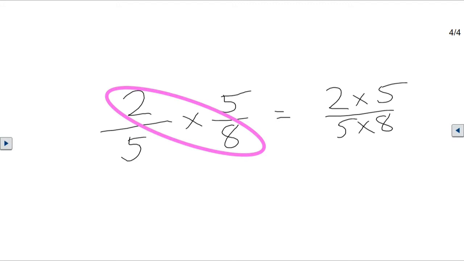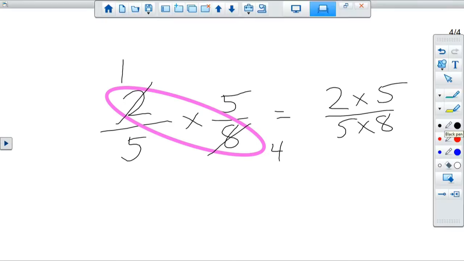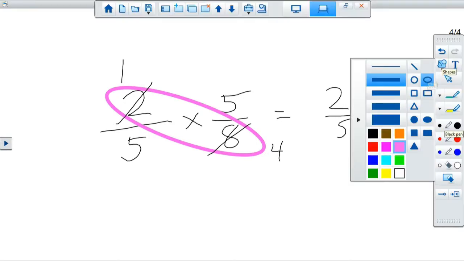Okay, so 2 and 8 are both divisible by 2. So I'm just going to cross out 2, and I'm going to think, 2 divided by 2 is what? Well, in this case, 2 divided by 2 is 1. 8 divided by 2 is what? Well, 8 divided by 2 is 4.